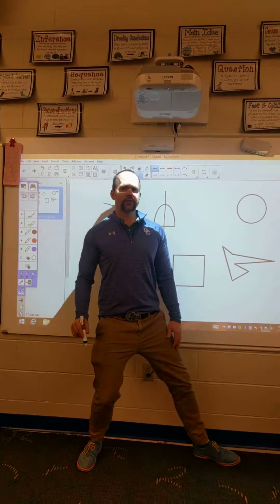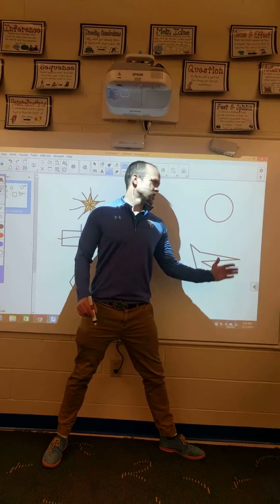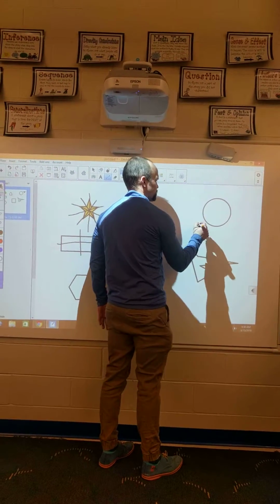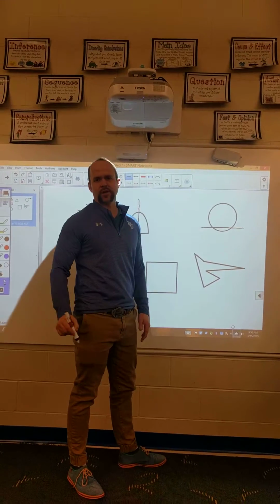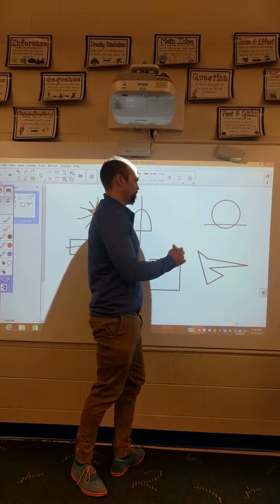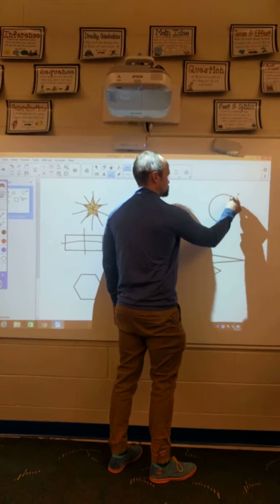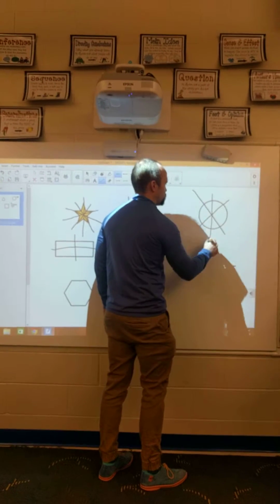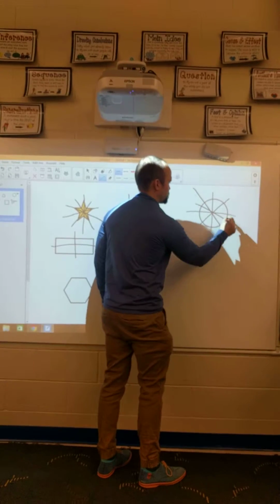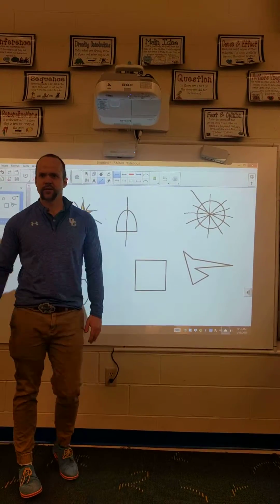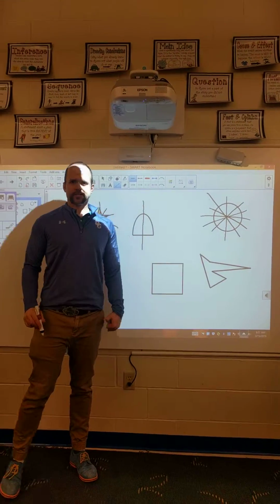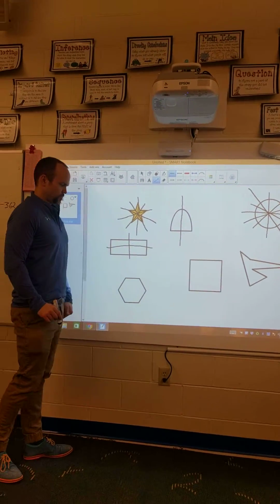Sliding over to one of my favorite shapes, the circle. The circle actually has, is that a line of symmetry? No, because if I fold it in half, they are not the same. That is not even. But marking the center of my circle, anytime I go through the center of the circle, any of my diameters, those are going to be lines of symmetry. Technically, they're 360, but infinite would be more like it.